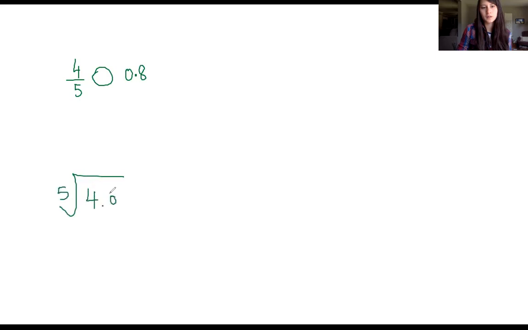Number 2, 4/5 and 0.8. Well, because one of them's already in decimal form, I really just have to do this one here. Okay, I'm going to put a placeholder, and then 40 divided by 5 is 8, and that's 0.8. So that means they are the same, they're equal. Okay, so number 2, they're equal.